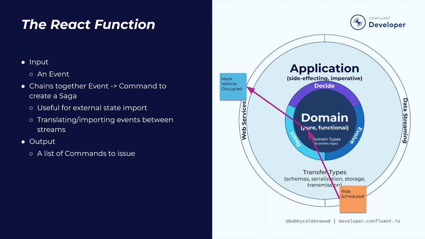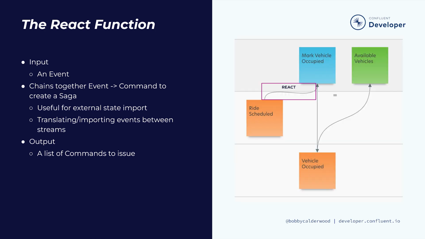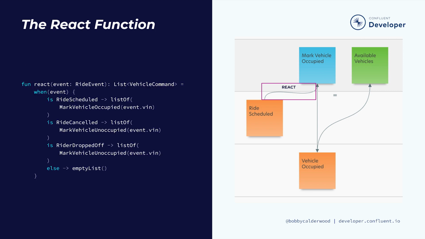Our final domain function is the react function. The react function facilitates integration among event streams. This function enables us to chain together actions into a saga by reacting to an event on a foreign stream to invoke commands on the local stream, usually for importing or translating foreign events into our local context. The input to this function is the foreign event, and the output is a list of commands to issue. For example, here's the react function that translates ride events that affect vehicle occupancy onto the vehicle's stream. That way, a vehicle won't get double booked.